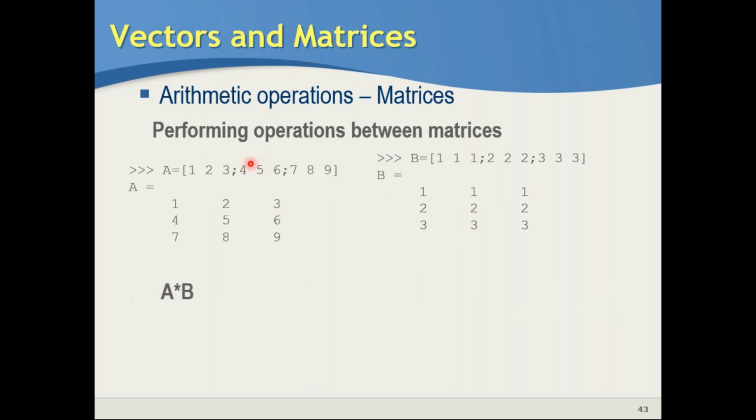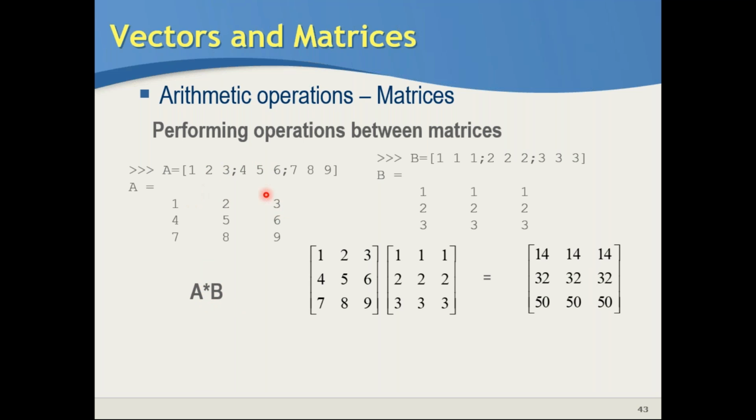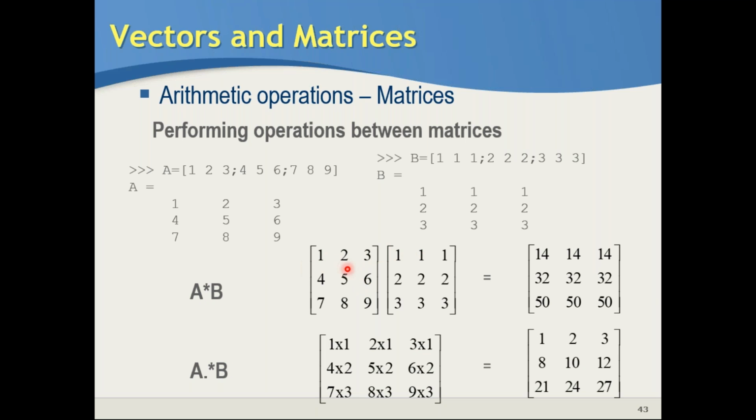Now this is the multiplication operator. When we apply A multiplied by B, it will follow the conventional rule: all the rows will be multiplied by the columns of the second matrix, and it will give you the summation of all the elements as the resultant value. So if we apply this operator, we will get the conventional multiplication. But if we want to multiply element-wise, then you just have to add this dot sign in front of the multiplication operator, and it will multiply element by element. As you can see, these two results are different.